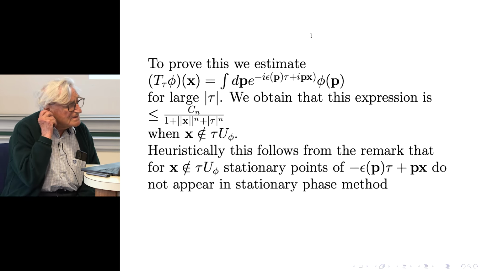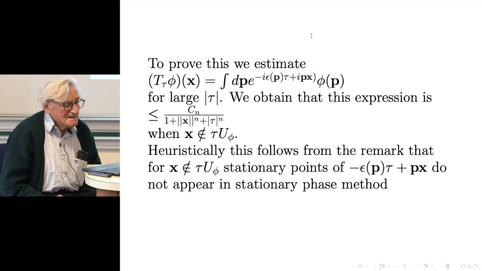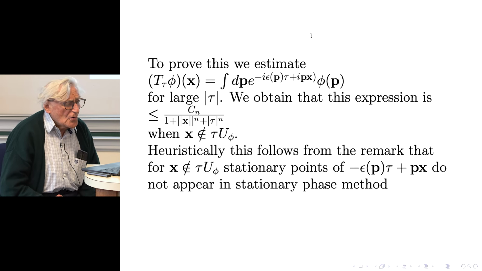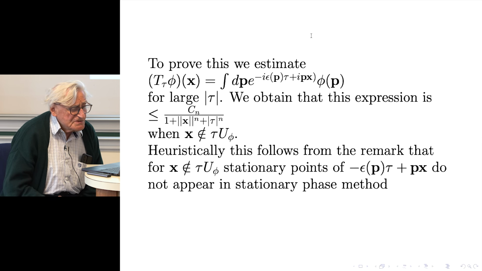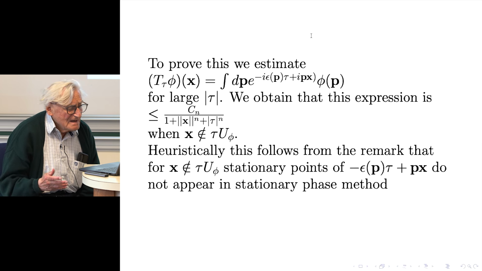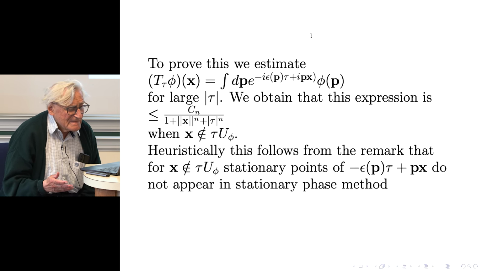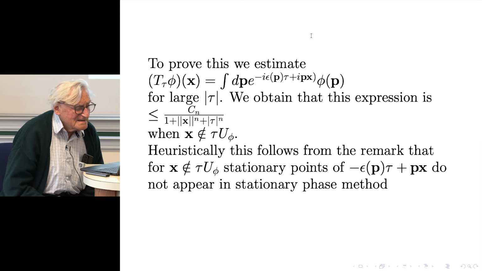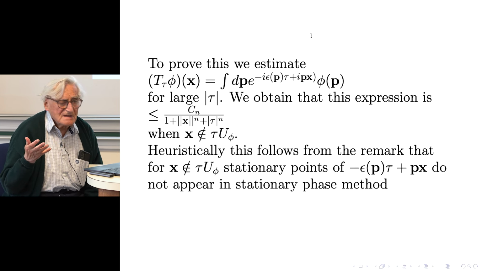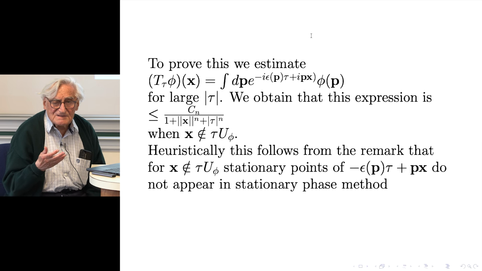And when you look at the support of this function shifted in time in coordinate representation, you see that the essential support of this function is precisely the set that I denoted by U, phi, multiplied by tau. So it's sort of kind of growing. That's basically what happens.